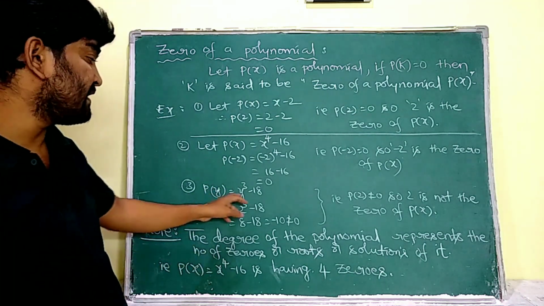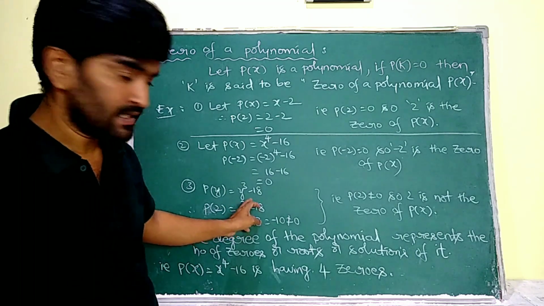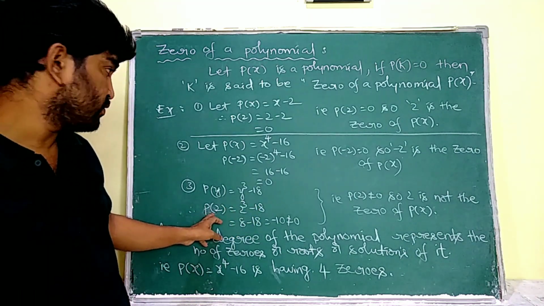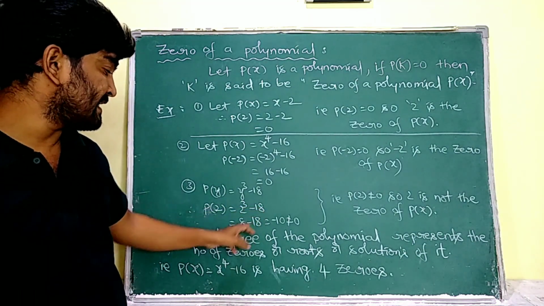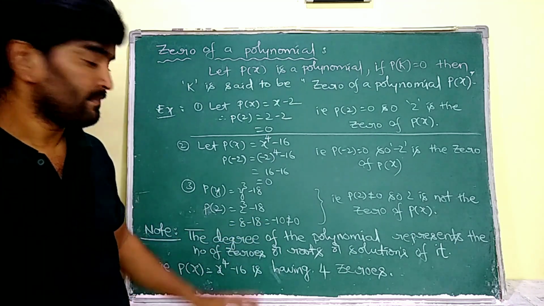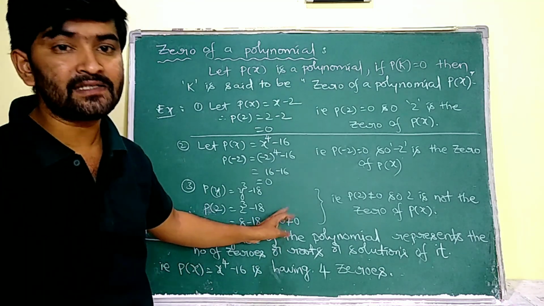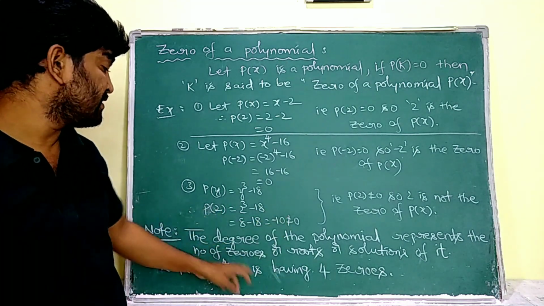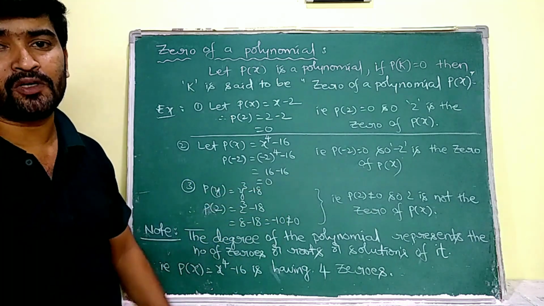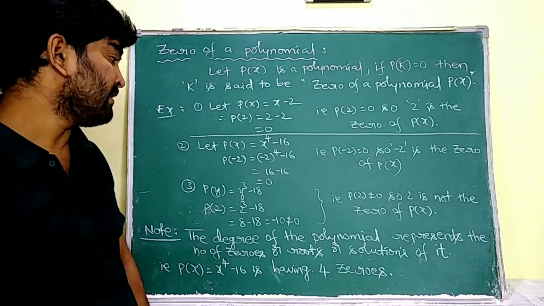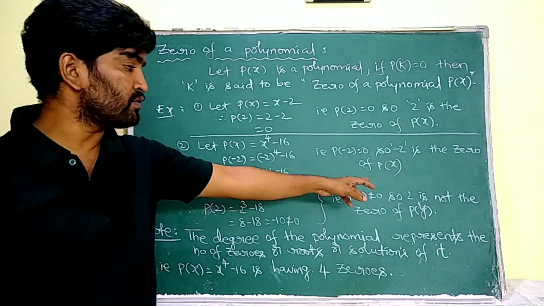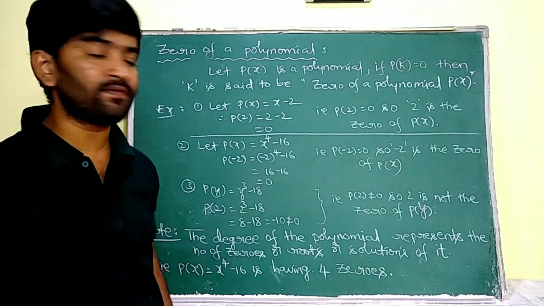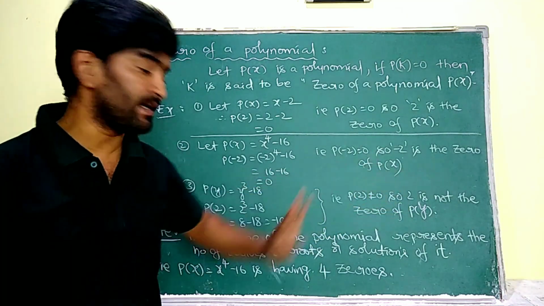Now here, p of y is equal to y cube minus 18. If I calculate p of 2, here 2 cube minus 18, that is 8 minus 18, that is minus 10, which is not equal to 0. So p of 2 is not equal to 0. So 2 is not the 0 of that polynomial p of y. That is, p of 2 is not equal to 0, so 2 is not the 0 of the polynomial p of y.